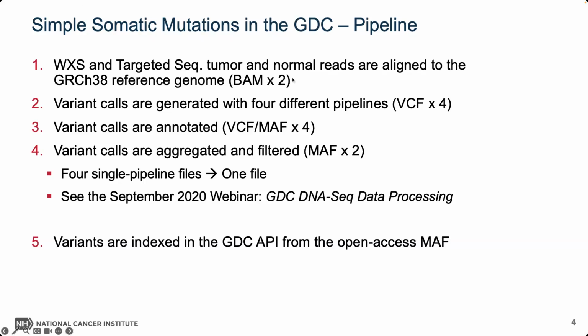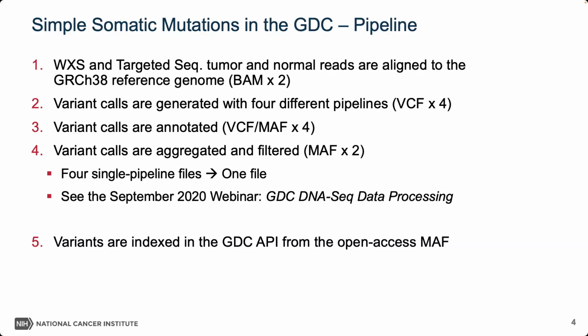After the BAMs are compared, they're run through 4 different pipelines to generate variant calls. That would be MuTect2, MuSE, VarScan, and Pindel. The first 3 being SNPs, and the last one being small indels. So this creates 4 VCF files. After that, the variant calls are annotated. This is just adding more information to each of the calls, and these are available in VCF and MAF format, 4 of each, one for each pipeline.